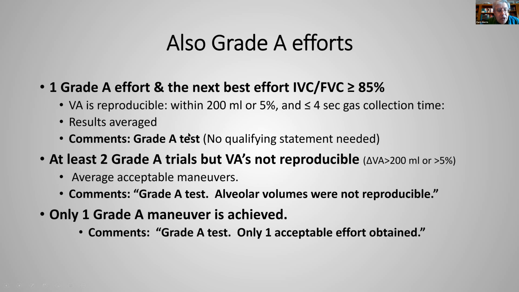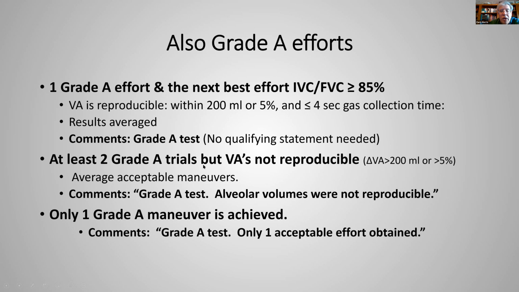Now, there are a couple of caveats. There are a few other situations where you can call your test a grade A test. If you have a grade A test and your next effort has an IVC to FVC greater than or equal to 85%, and you have a reproducible alveolar volume and gas collection less than 4 seconds, in other words, everything else looks good, you can average them. It might be less than 90%, but you can still average them and call it a grade A test with no qualifying statement.